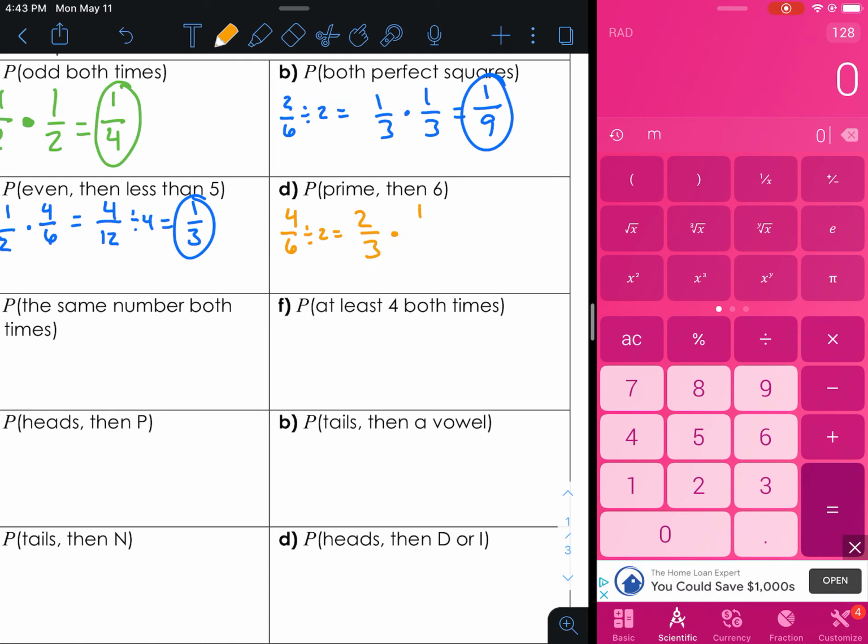And then the number 6. Well, I only have 1 out of 6 choices for that. 2 times 1 is 2. 3 times 6 is 18. I can reduce this by 2, and that gives me 1/9.